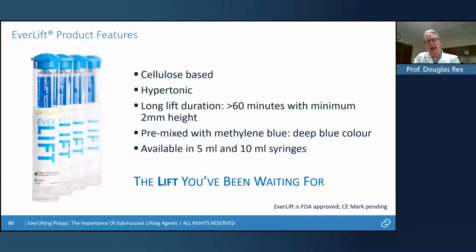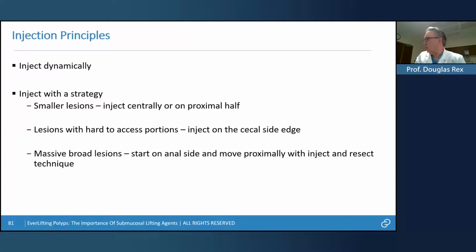One of the features that I like about it the most is that it's pre-mixed with methylene blue, and it has a pretty deep blue color. I prefer to have a darker blue staining of the submucosa, and it's available in both 5 and 10 ml syringes. I'm watching the clock closely here because I want to leave time for discussion.